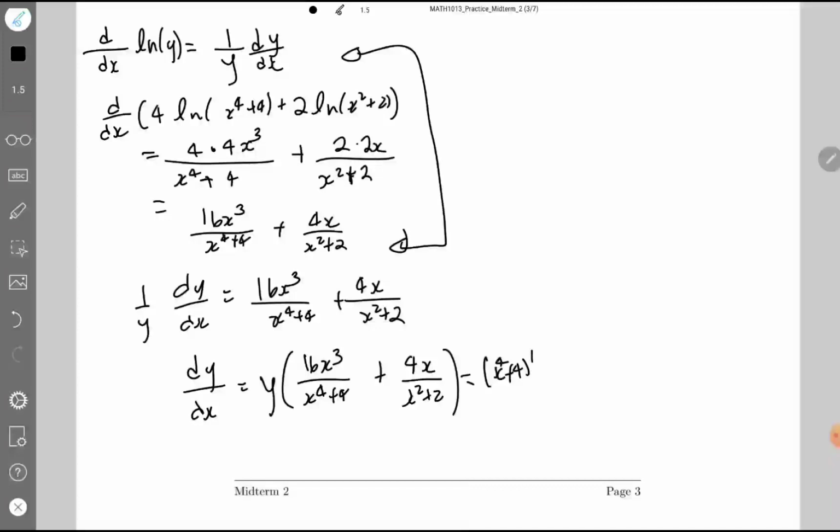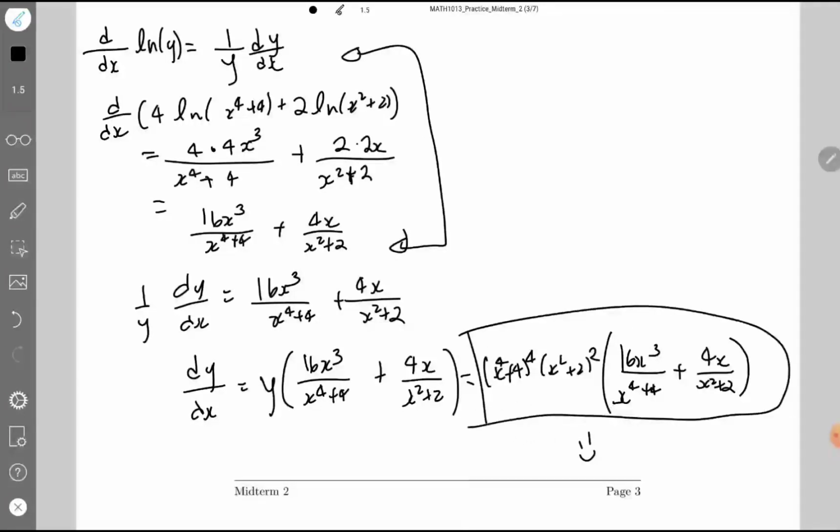Let's see if I remember this properly. x squared plus 2 squared times 16x cubed over x to the 4 plus 4 plus 4x over x squared plus 2. And this should be okay. This should be an okay answer. We'll make this little sticker. Yay! So that's question 2.